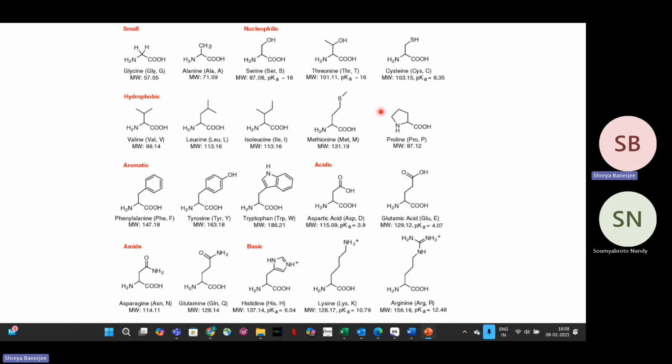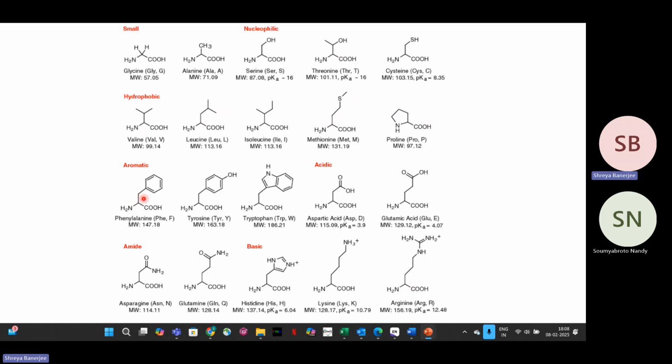Proline is a very special kind of amino acid where you have the alpha, beta, gamma, delta, not as a straight chain, but as a cyclic structure. So in proline, there is a 5-membered ring cyclic structure, and it is the only cyclic amino acid. So these 5 form the hydrophobic amino acids.